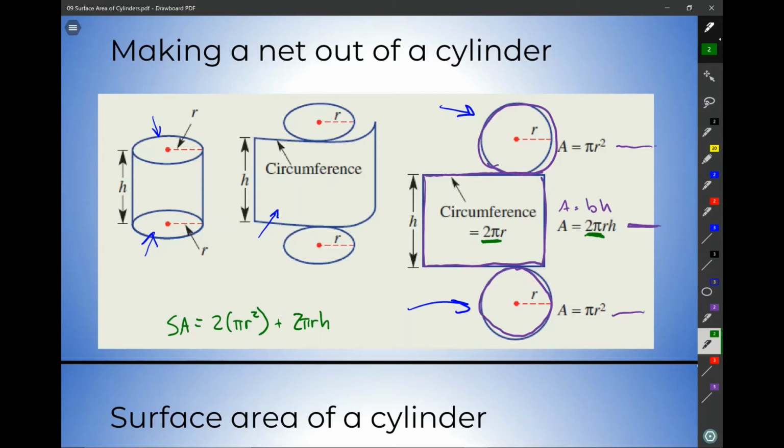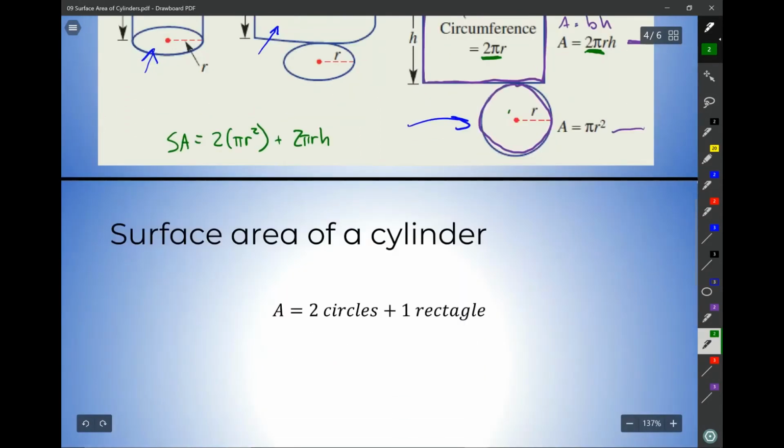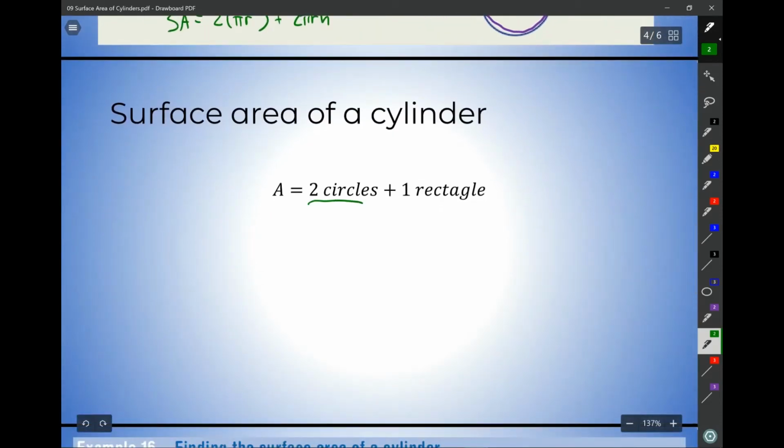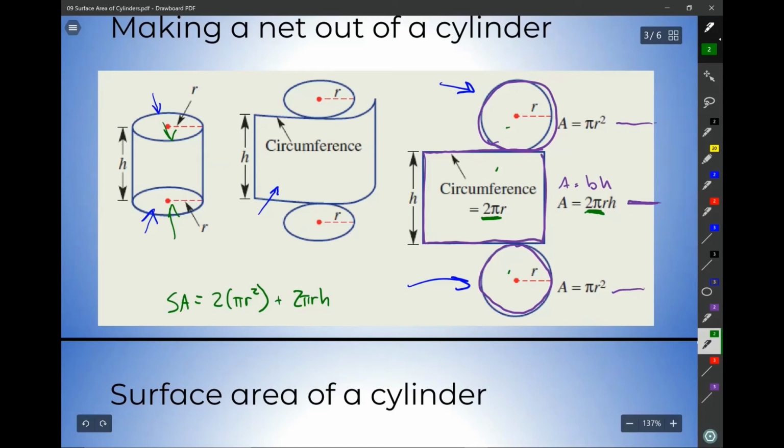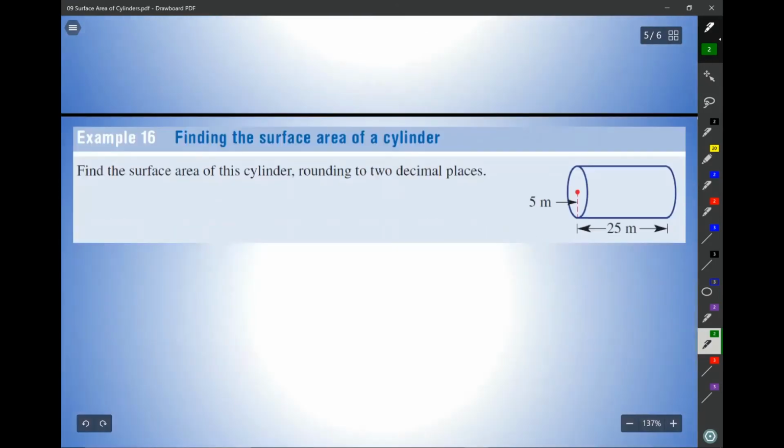Now, again, like I said in the last video, it's not that profitable really for you to remember this formula, because you will always be able to break it down into the three shapes, calculate those areas individually, and then just add them up together. Like what I've said here. The surface area will always just be the circle on top and on the bottom, and then the rectangle made from the height and the circumference. Let's look at an example.